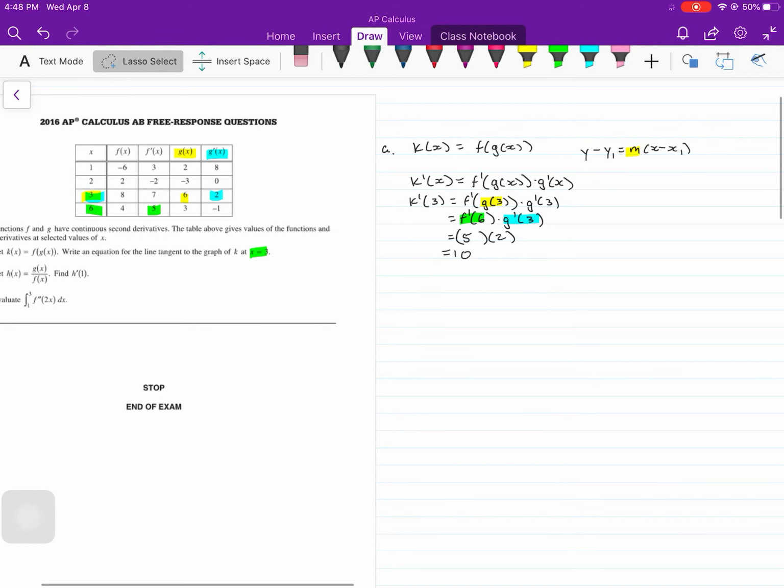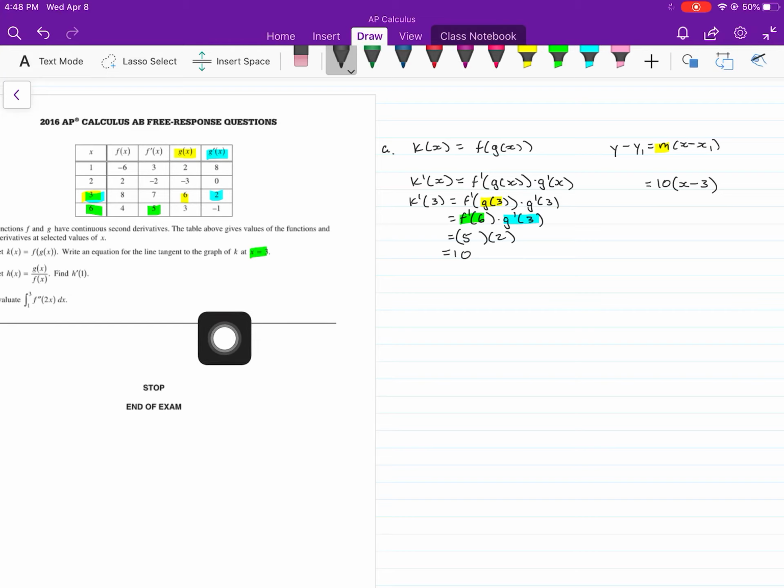So that's going to go in for m. So what we have from our equation of the tangent line, I'll go ahead and bring this to the right a little bit more. So we have that m is 10, and then also x, we already know our x is 3. That was given to us in green right here in the beginning. So x is 3. All we need to do is figure out what is y1. Well, y1 is going to be k of 3 because we're doing the tangent line to k.